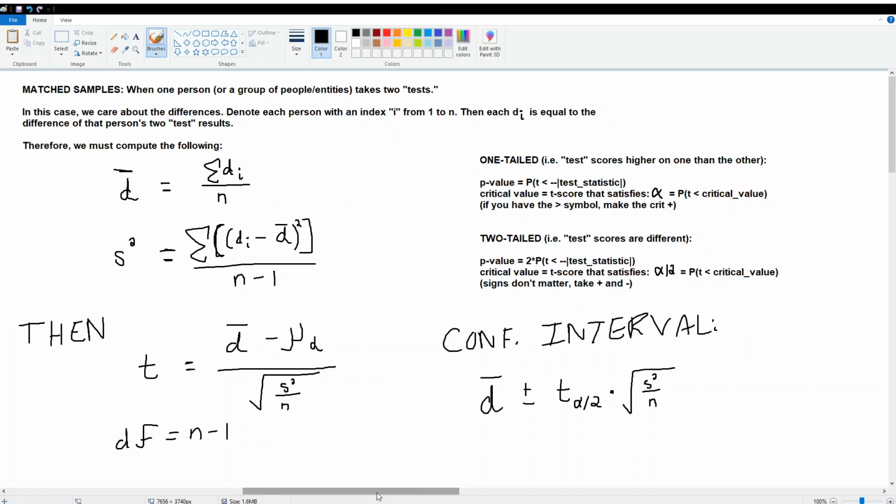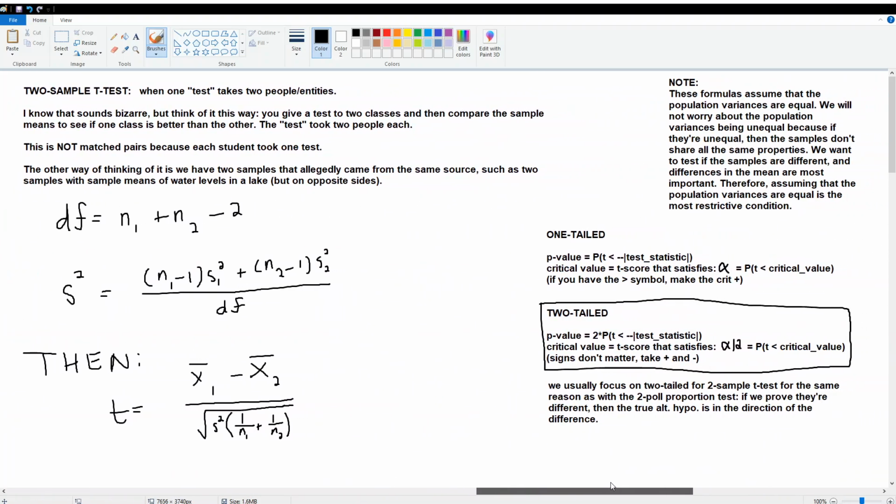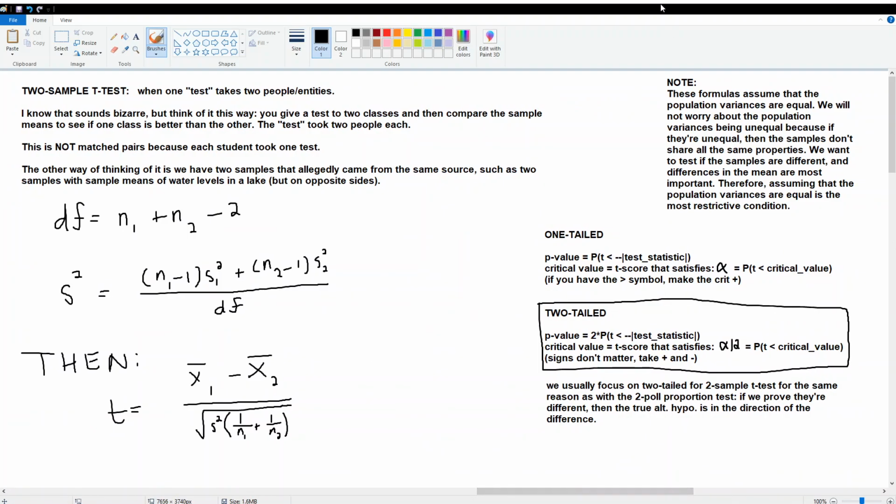However, let's move to the other one. And this occurs all the time, arguably the most common type of 2-sample test, and it's called the 2-sample t-test. It is essentially the inverse of matched samples, when we have one test takes 2 people. Now, that might make no sense whatsoever. I think that, what? Test can't take you.